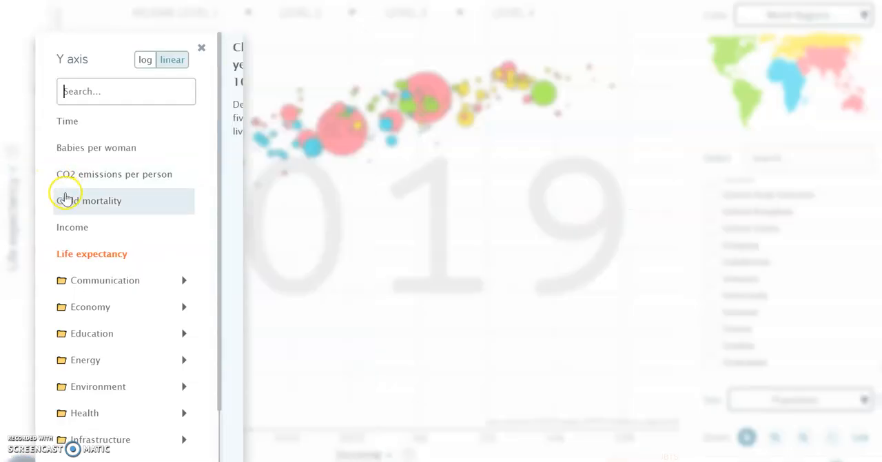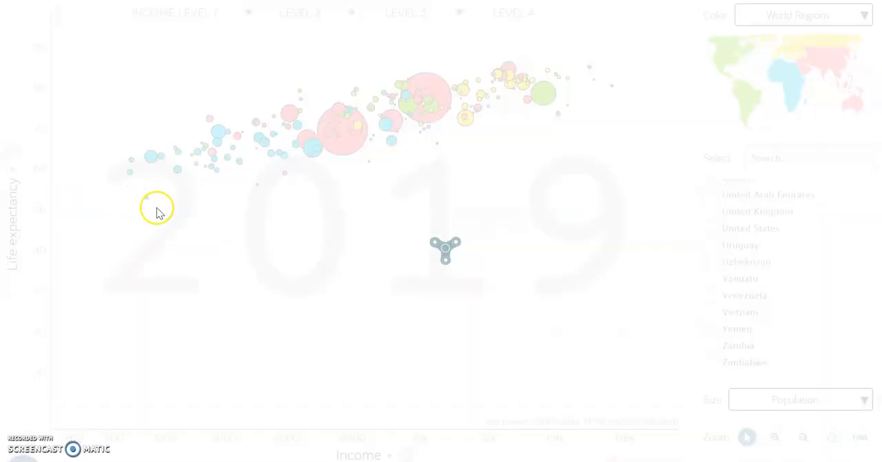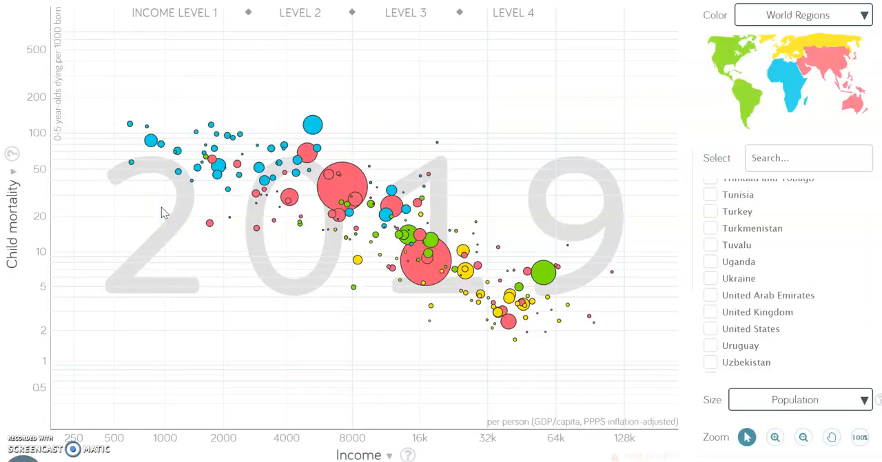I'm going to flip to another graph showing child mortality rate, which is kind of the same, showing the same aspects as the life expectancy graph. However, it is reversed. The countries with high GDP per capita have a lower child mortality rate, which is the same countries like the Americas and Europe. And then countries with low GDP having a higher child mortality rate, which is the same countries such as Africa.